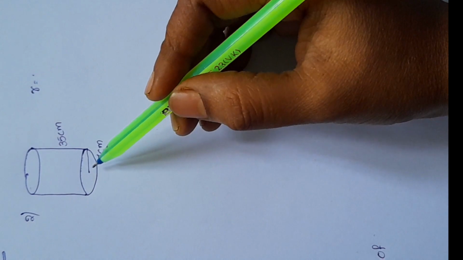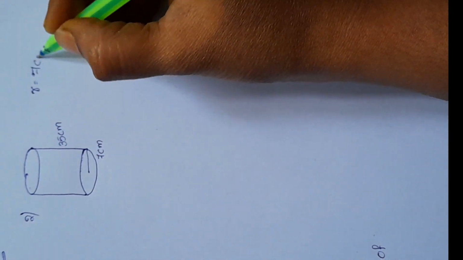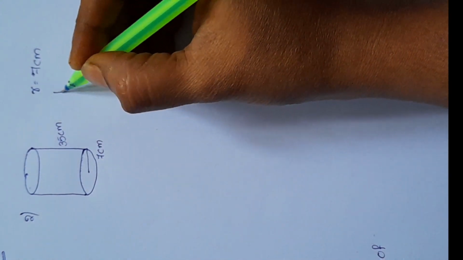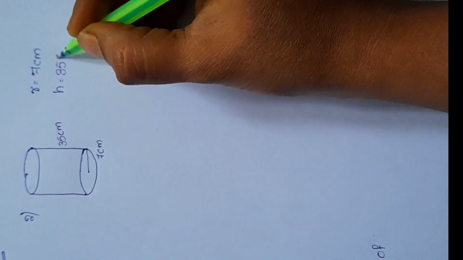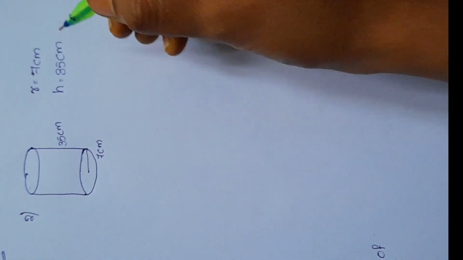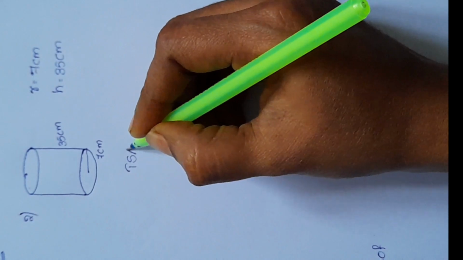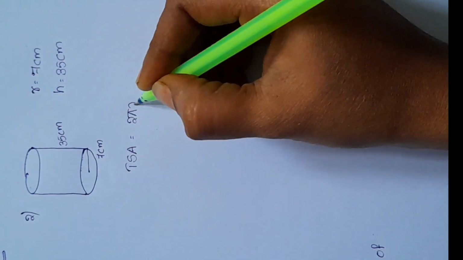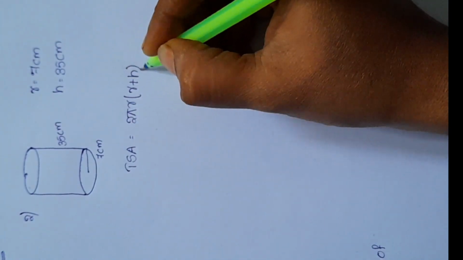From the information given in the question, the radius of the cylinder is 7 centimeters. Let the length or height of the cylinder be 35 centimeters. This is the information given in the question. Now the total surface area of the cylinder formula is 2 pi r into r plus h, including the lids of the cylinder.